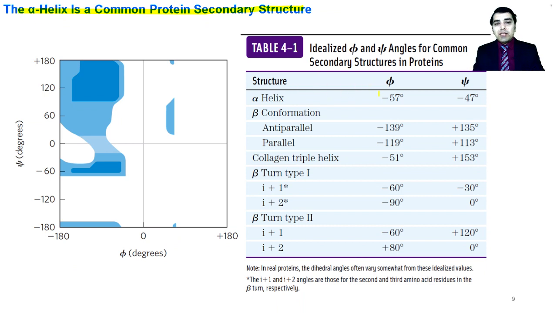The alpha helix is common in protein secondary structure. In this table, we can see the specific values of phi and psi that make the alpha helix. We can see the antiparallel beta conformation is achieved by a phi angle of minus 139 degrees and a psi angle of plus 135 degrees. In the same way, the type 1 beta turn, which is predominantly found as compared to the type 2 beta turn, has a phi angle of minus 60 and a psi angle of minus 30. So we can check these values on this Ramachandran plot.